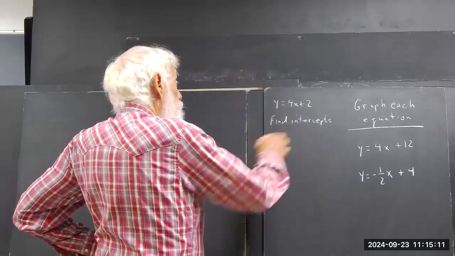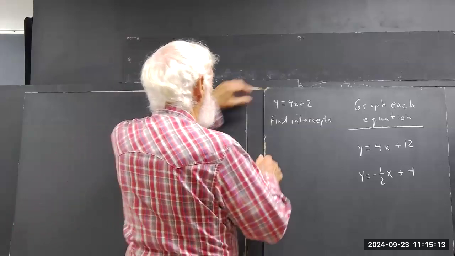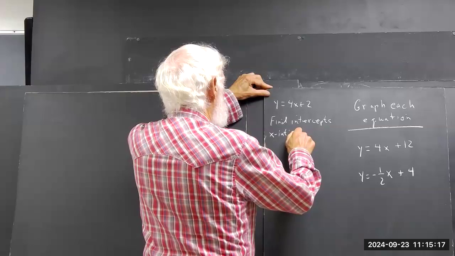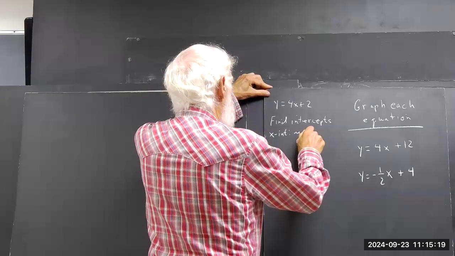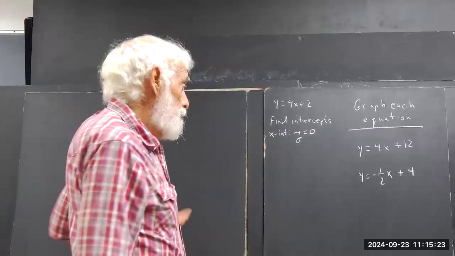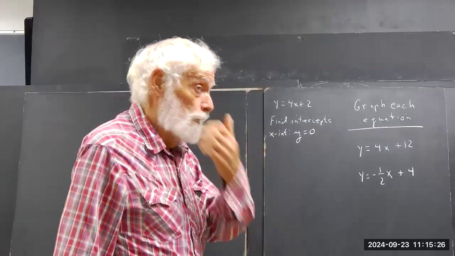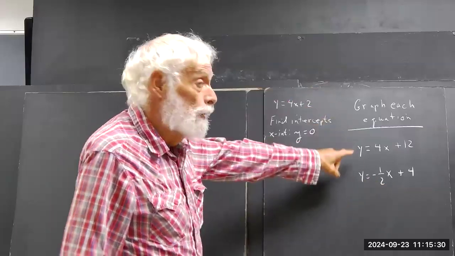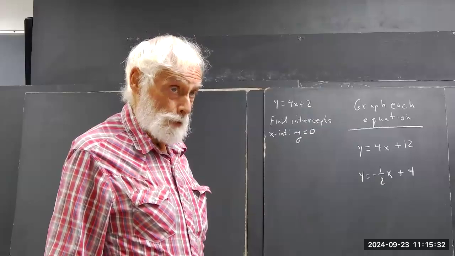Okay, so we find the intercepts. X-intercept: y equals 0. That's what the x-intercept means. It occurs on the x-axis. It's a point on the x-axis where the graph crosses the x-axis.